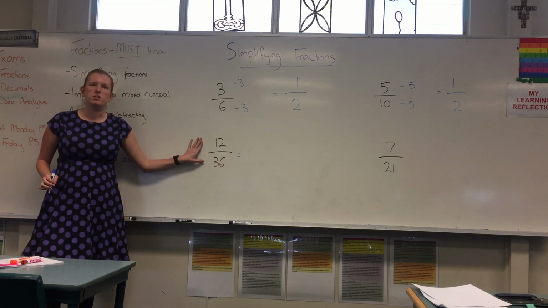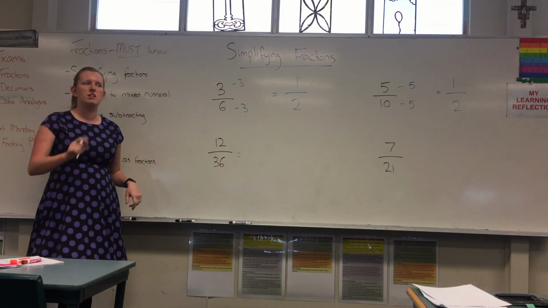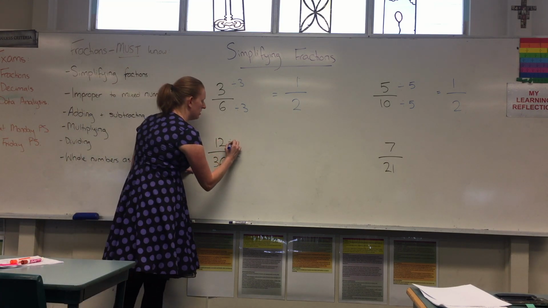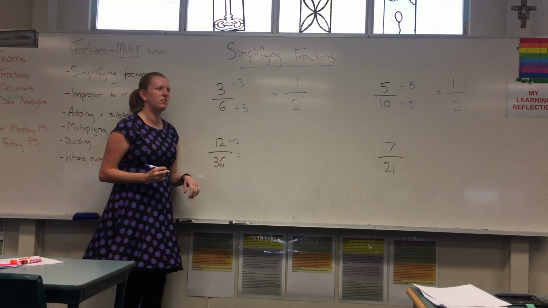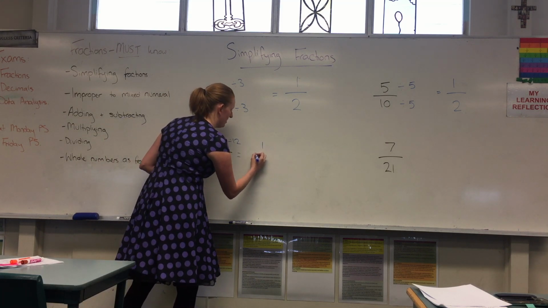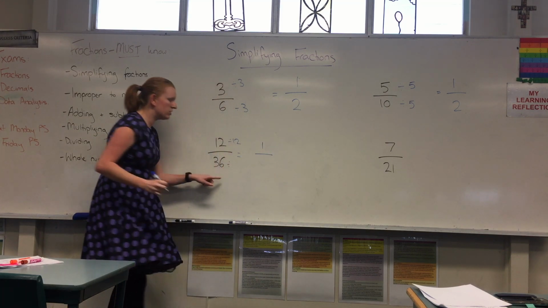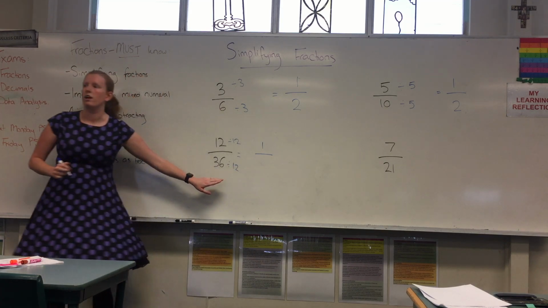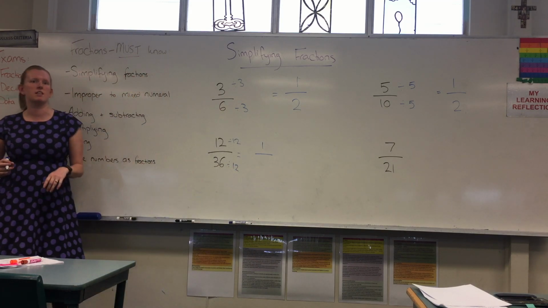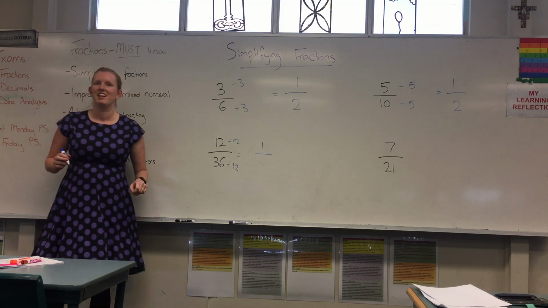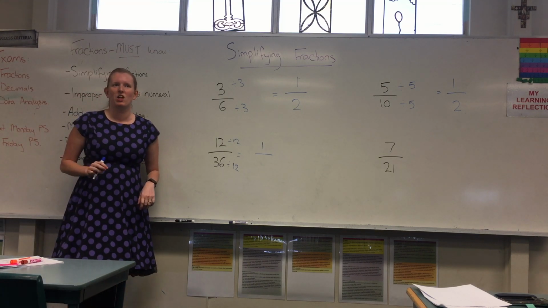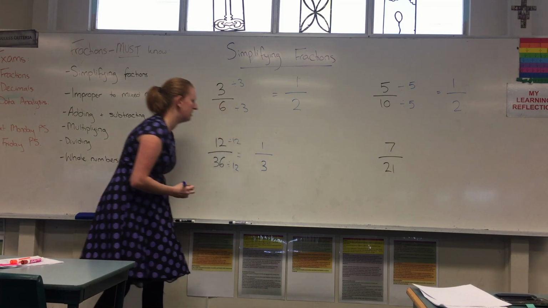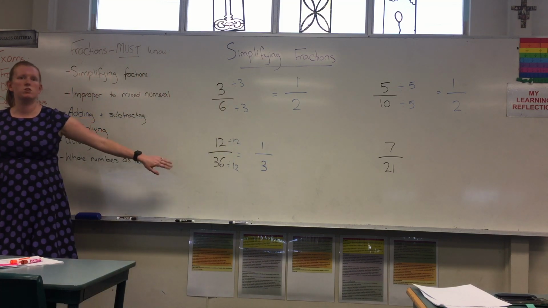Alright, let's do one down here. Are there any numbers that go into 12 and 36? Dia? 12. Great. How many 12's fit in 12? 1. And what am I going to do to the bottom? Divide by 12. So, how many 12's fit in 36? 3. 3 12's are 36. So, 3. So, this one is equal to 1 over 3.